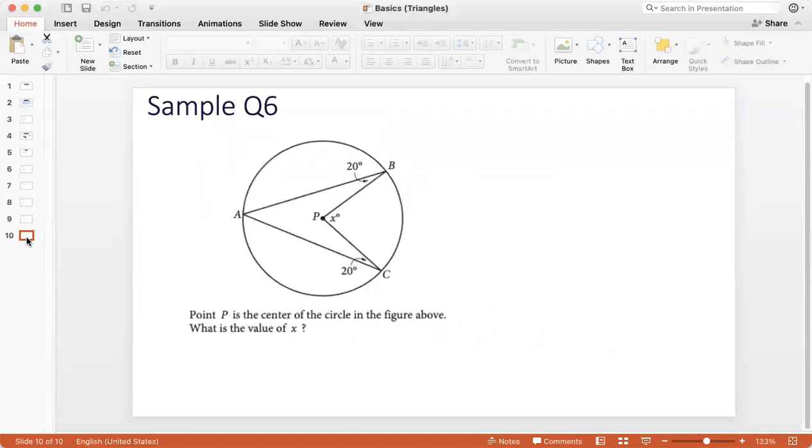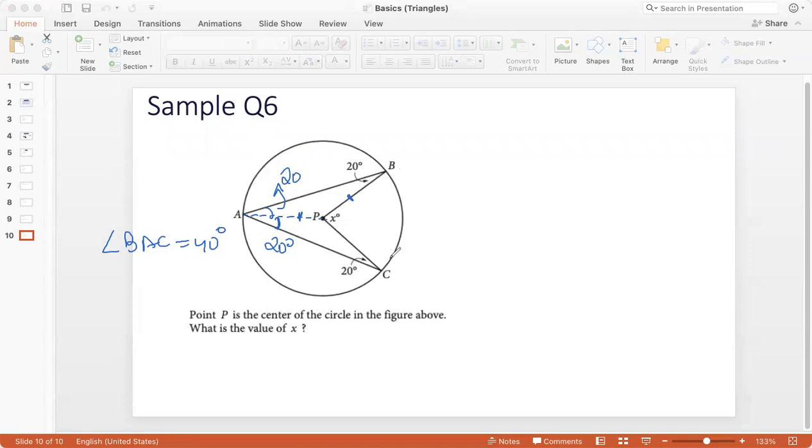Okay. Sample question 6. Point P is the center of the circle in the figure above. What is the value of X? Okay, so we are given these two angles, 20 and 20. So let me join this, right? Now this is the radius of the circle and this is also the radius. So this becomes an isosceles triangle, which means this angle is also 20. Similarly, this is 20, so this angle is also 20. So angle BAC becomes 40 degrees, right?